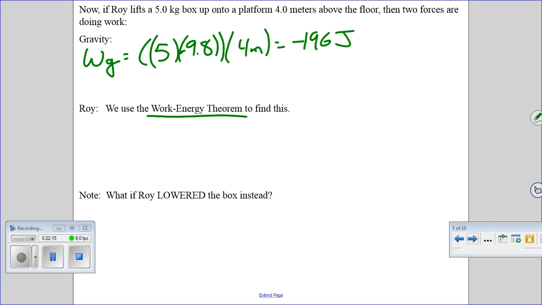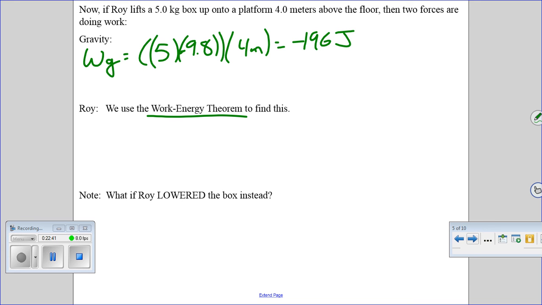All right, so now we want to figure out how much work Roy did in lifting this thing. But the problem is we don't really know how much force he exerted, right? Maybe we don't know this. So it weighs 5 kilograms, or it has a mass of 5 kilograms. So the weight is 49 newtons, I think.